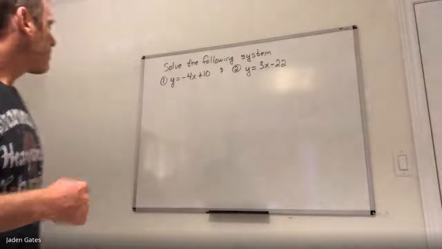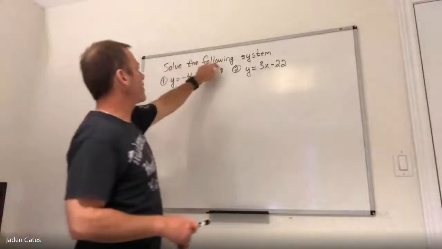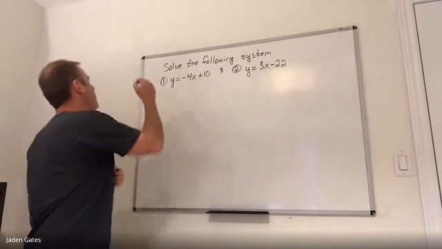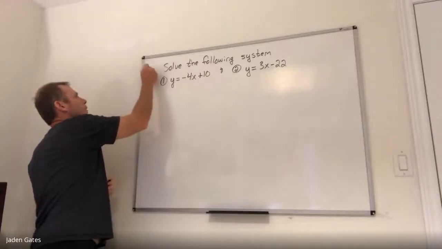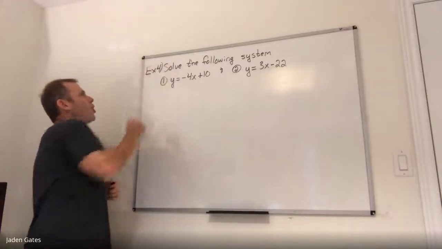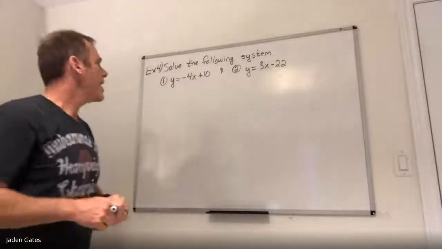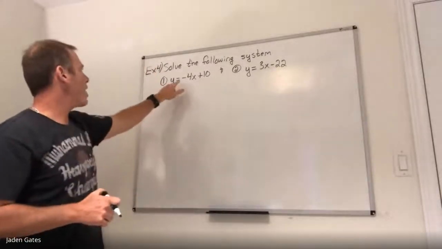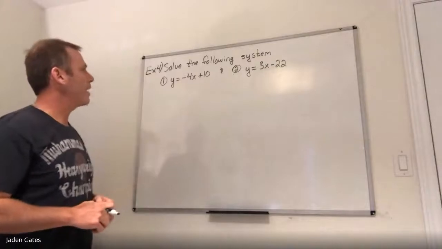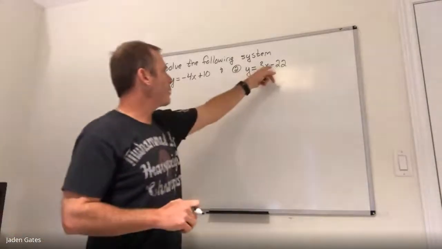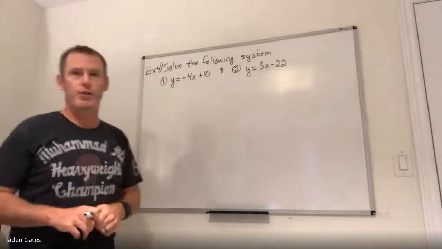So now, solve the following system. This is, again, example 4 on our note. And again, solving the following system means finding the point of intersection. Now, I have two lines here. I have y equals negative 4x plus 10, and my other line is y equals 3x minus 22.